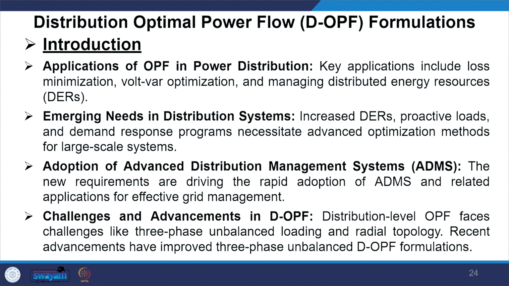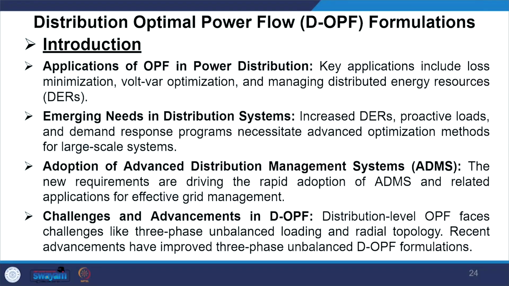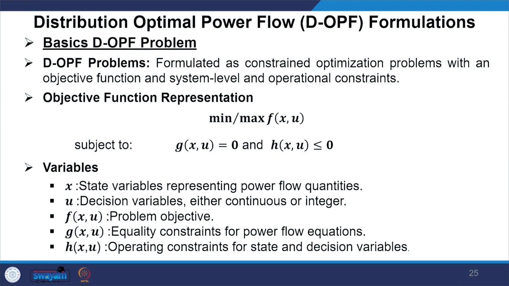Now, increased distributed energy resources, proactive loads, and demand response programs necessitate advanced optimization methods for large scale systems. So, the new requirements are driving the rapid adoption of ADMS and related applications for effective grid management. Distribution level OPF faces challenges like three-phase unbalanced loading and radial topology. Recent advancements have improved three-phase unbalanced distribution OPF formulations. Now, let us see how the basic distribution OPF formulation looks like. Let me explain a bit in detail.